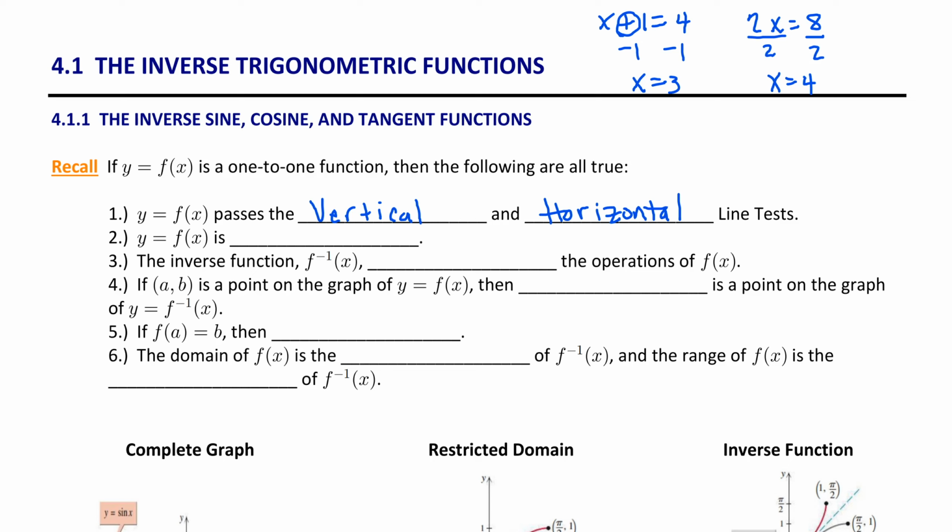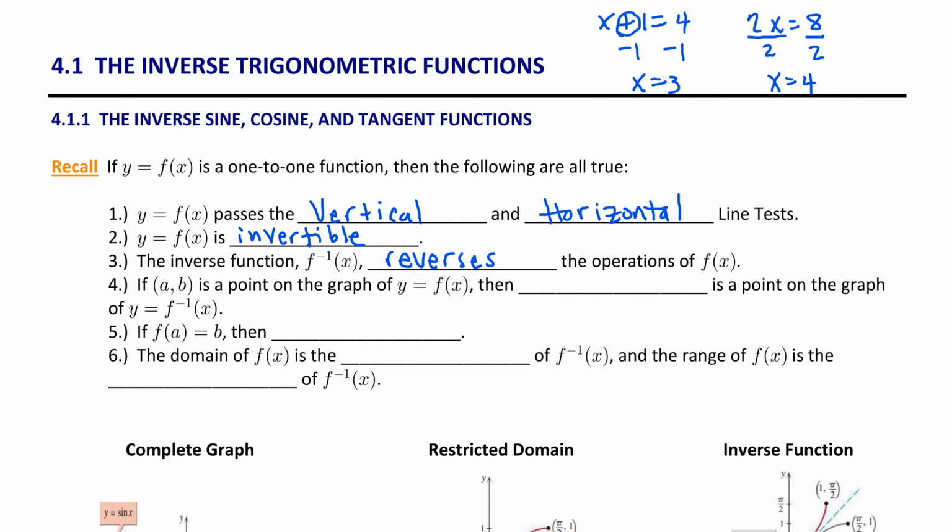Therefore, number 2, y equals f of x is invertible. So in order for a function to be invertible, it must also pass the horizontal line test. That is, it must be one-to-one. The inverse function, f inverse of x, reverses the operations of f of x. It does exactly the opposite of what the original function accomplishes.